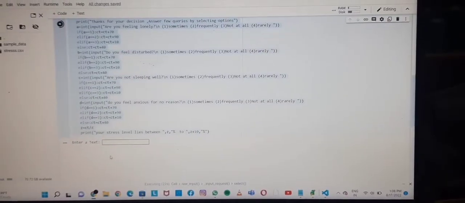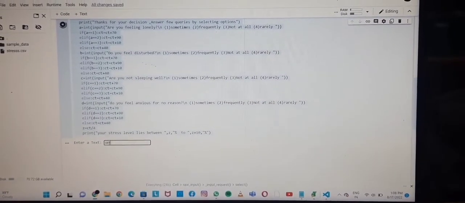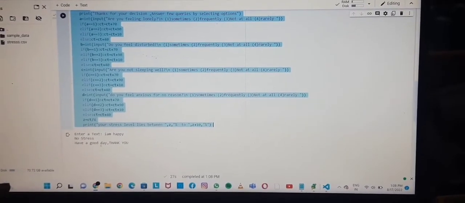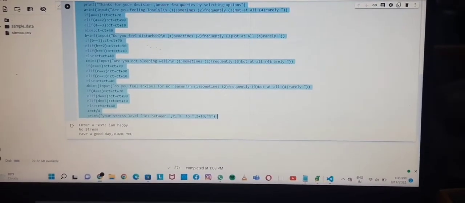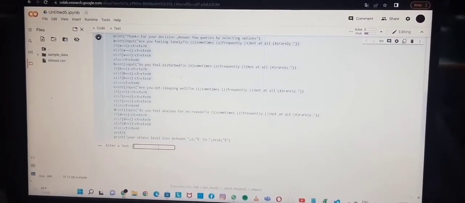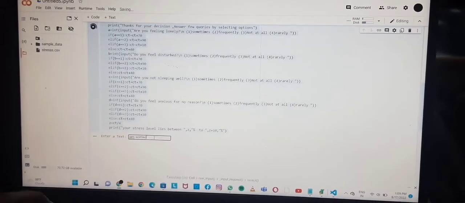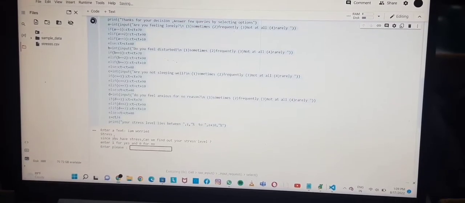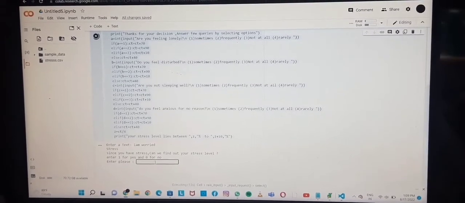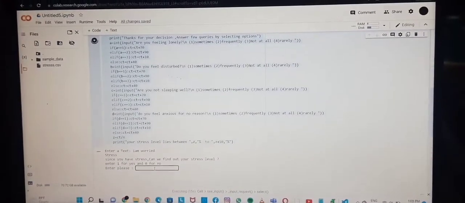Now we're going to run the code. At first I enter, I am happy, so it results in no stress, have a good day and thank you. Now we go on to run it again, like, I'm worried. So the machine predicted that I have stress, so it asks the user whether to ask queries or not to find out their stress level.